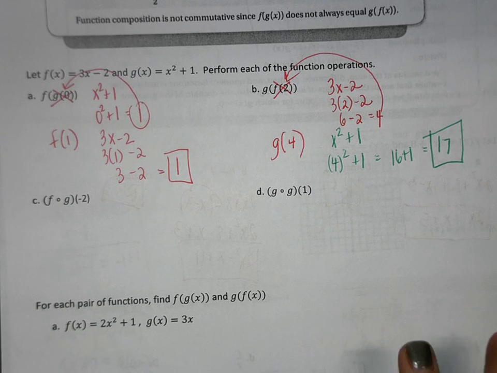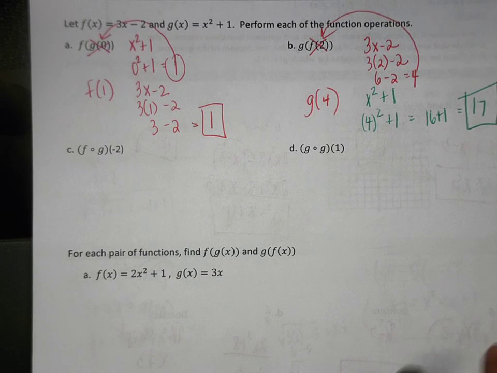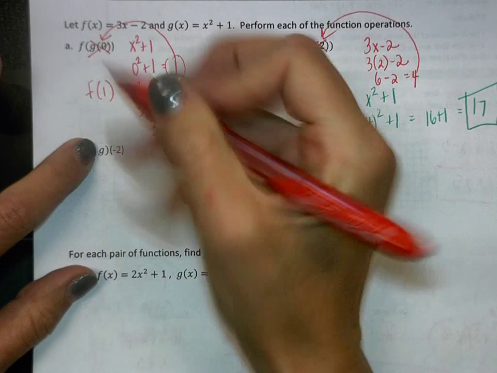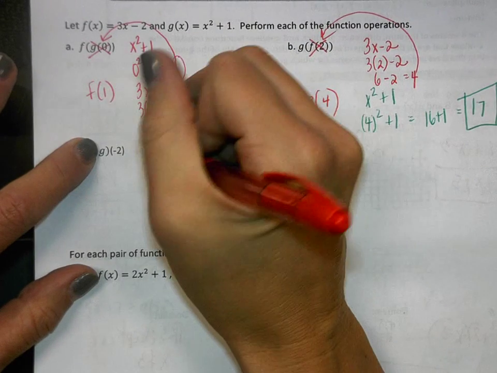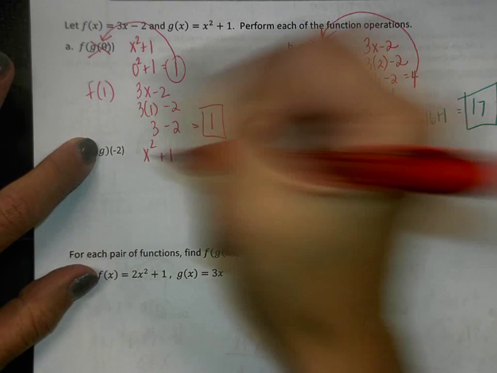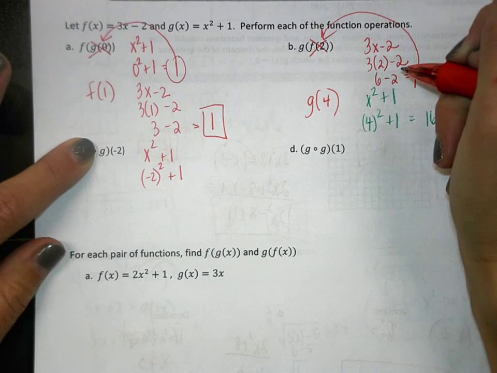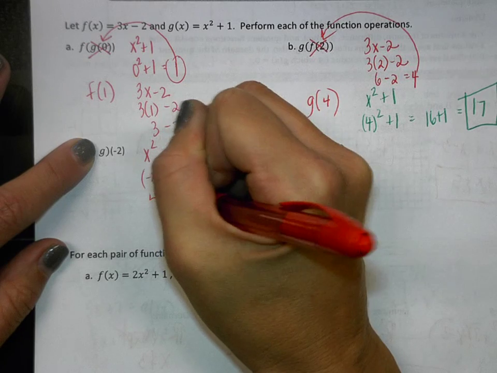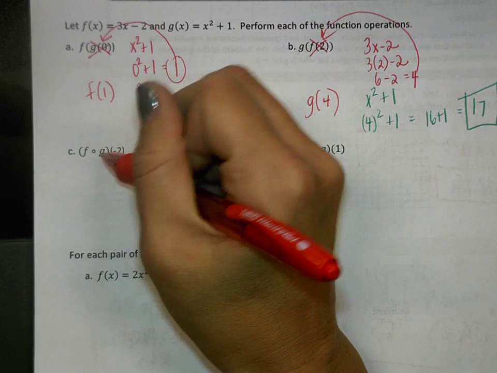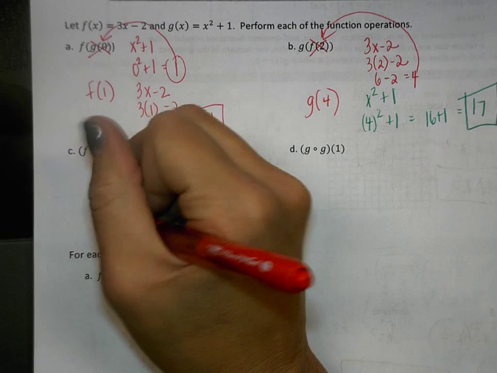All right, C. What will I start with first on C? Good. So we always start with the innermost, the one that's closest. So g of negative 2, so my g equation I'm going to write down, which is x squared plus 1. And I'm going to plug in what? Negative 2. Good. So we just plug in negative 2 for x, so we have negative 2 squared plus 1. Negative 2 squared is 4, and 4 plus 1 is 5. So this part has now gone away, and now my equation will be for what? Of what? 5. F of 5.